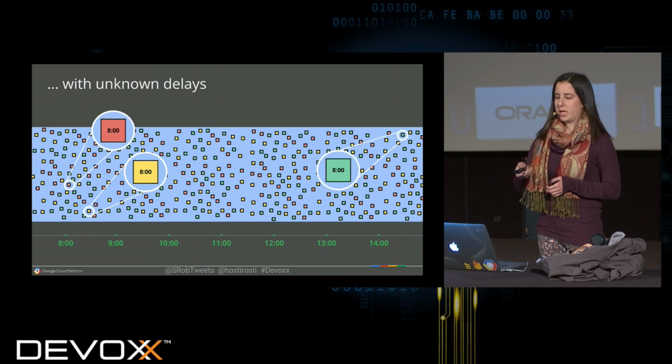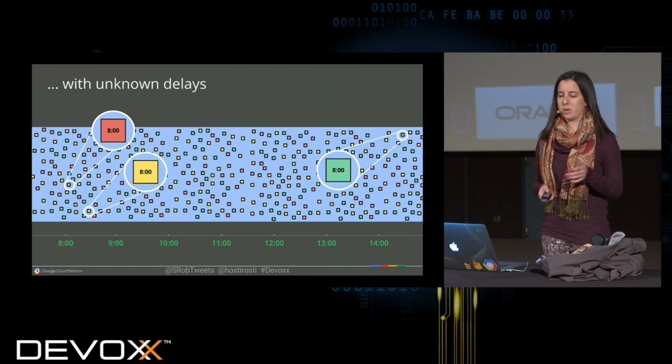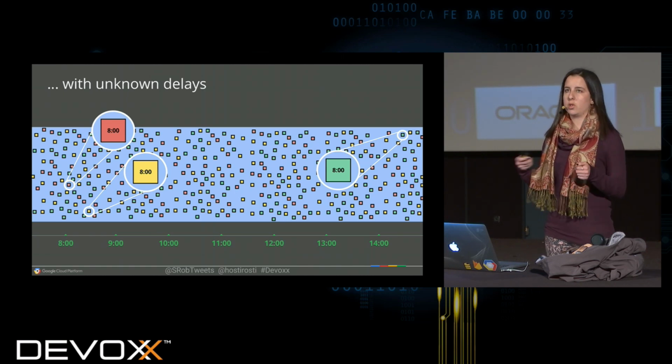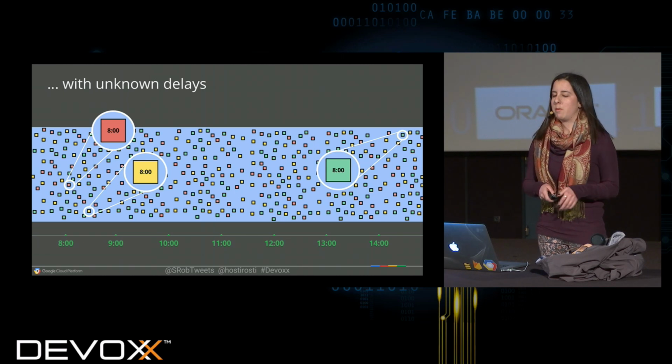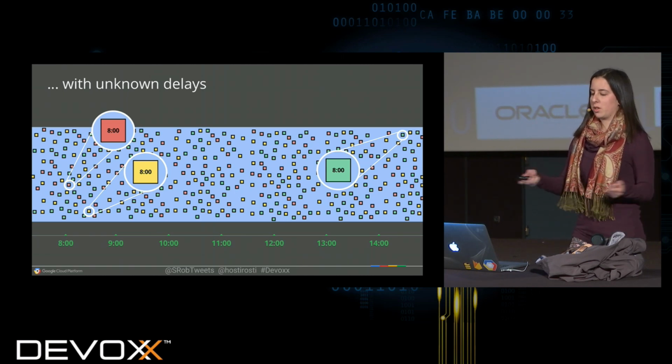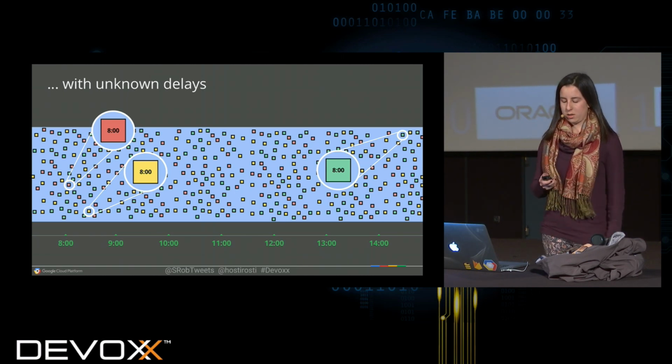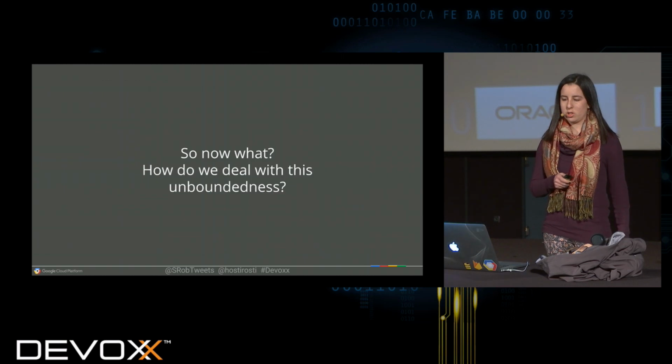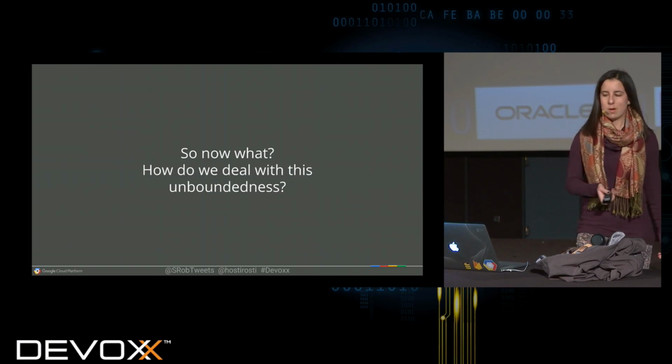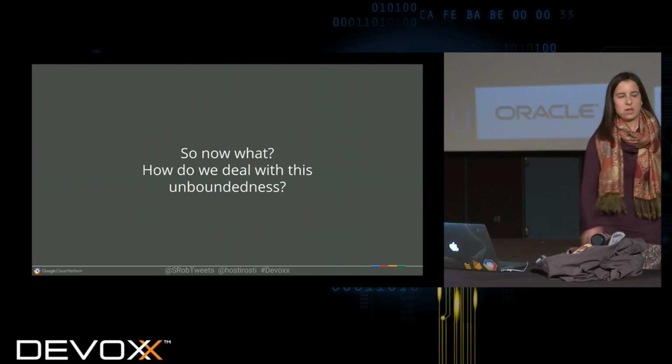But then we can see this green element over here, which there was a delay of a couple of hours. Maybe the user was offline. Maybe they were climbing a mountain. So it took many hours to process this data. So we need a way to deal with this situation. I'm going to hand it over to Robert to talk about how we deal with unbounded data.